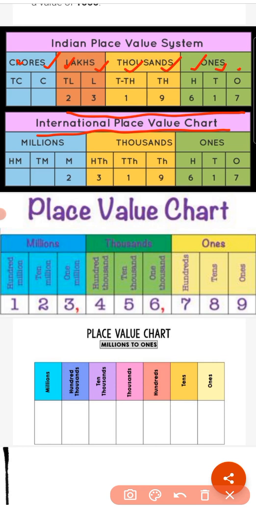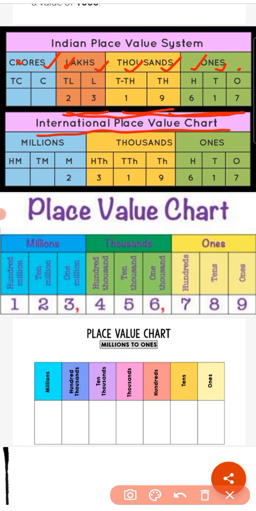The first three places, that is ones, tens, hundreds, are in the ones group. Thousands and 10,000s belong to the thousands group. TH is for thousands, TTH is for 10,000s. Lakhs and 10 lakhs are in the lakhs group. So first you read the number and say the group name. So here it is 23 lakhs 19,670. This is in the Indian place value system.